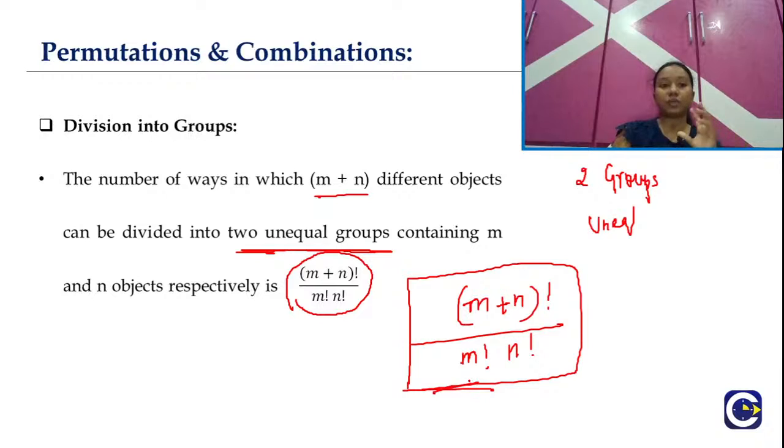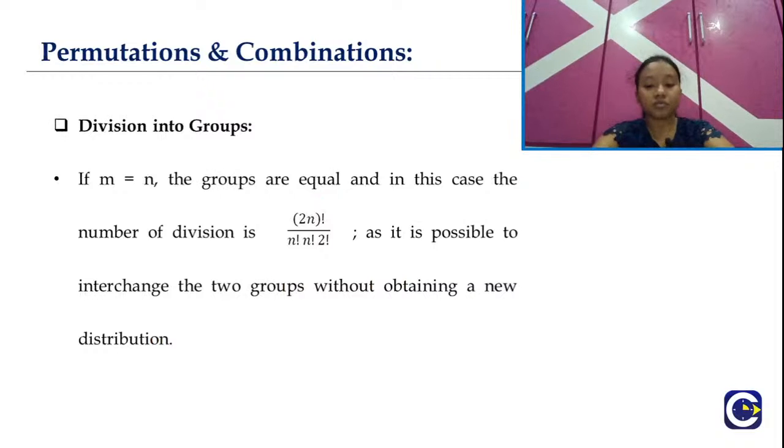So you have to pay attention here because we are talking about the number of ways of division, not the groups. So the number of ways of dividing will be m plus n factorial by m factorial into n factorial. So what if both m and n are the same? Initially we have m plus n objects, but now m is equal to n, so the groups are equal.